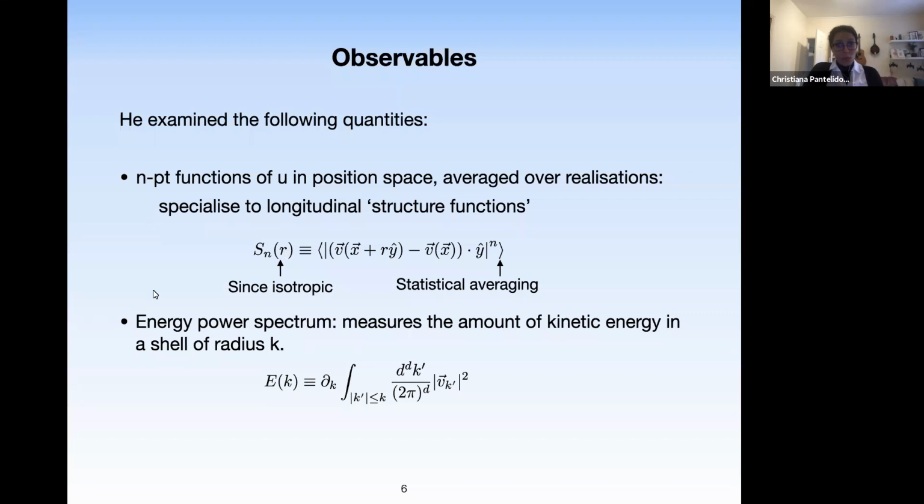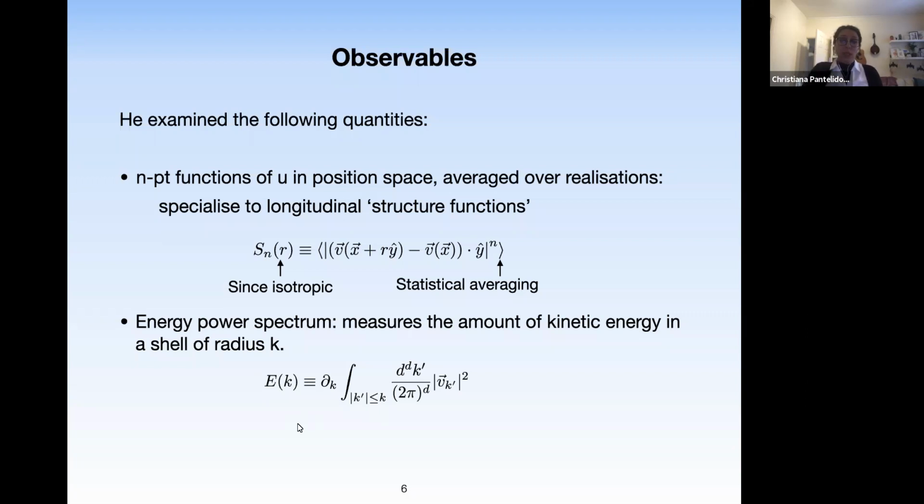So this is one of the observables that Kolmogorov was interested in. And then he was also interested in one more quantity, now in momentum space, that you might actually be a bit more familiar with, namely the energy power spectrum. This is typically denoted as E of k, and it's formally defined in this way here. But the punchline is that essentially the kinetic energy power spectrum measures how much kinetic energy you have in a shell of radius k in momentum space.